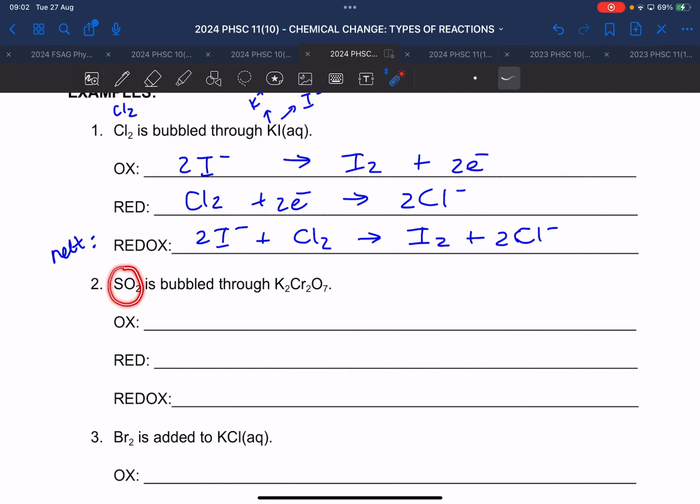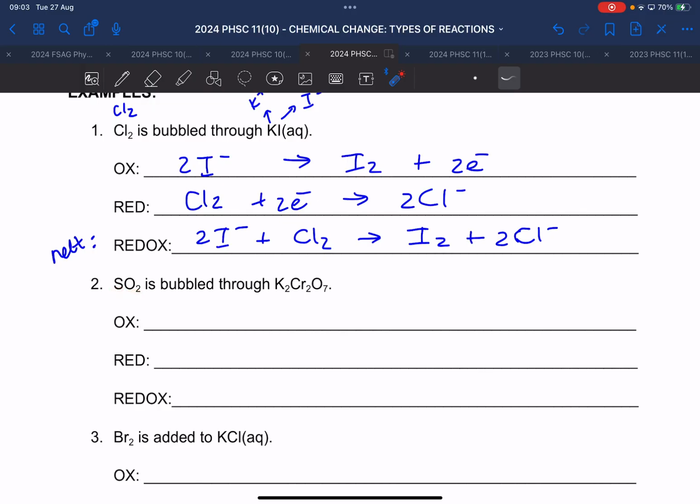Sulfur dioxide is bubbled through potassium dichromate. Rory, what color is potassium dichromate? Is it purple or orange? Orange. Okay. Now, sulfur dioxide, you must know, is a covalently bonded substance. How do you know that? Well, first of all, it's a gas. Secondly, it's a non-metal bonded to a non-metal.